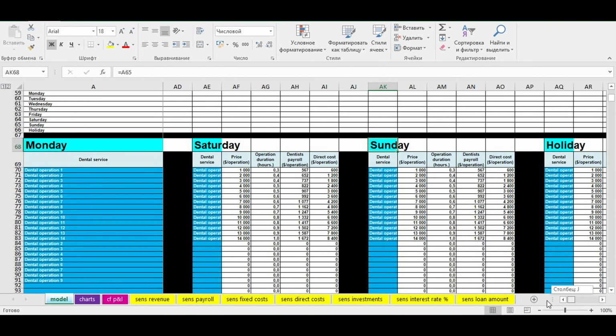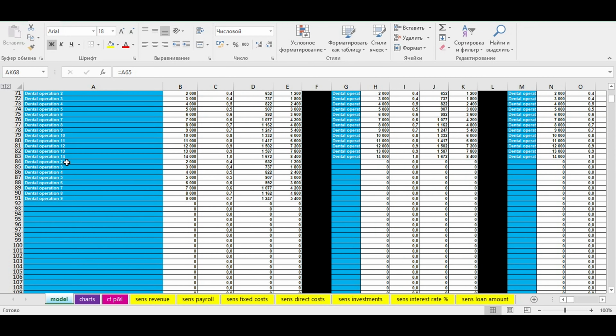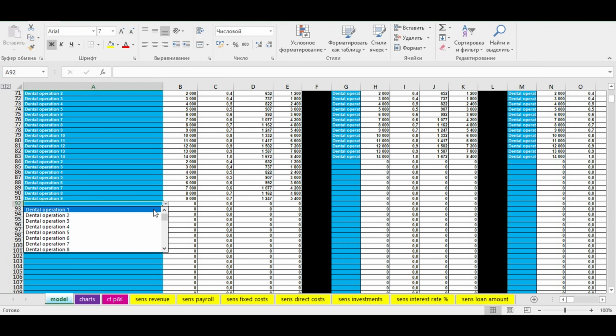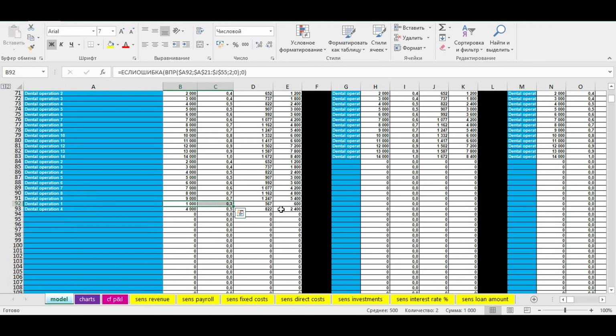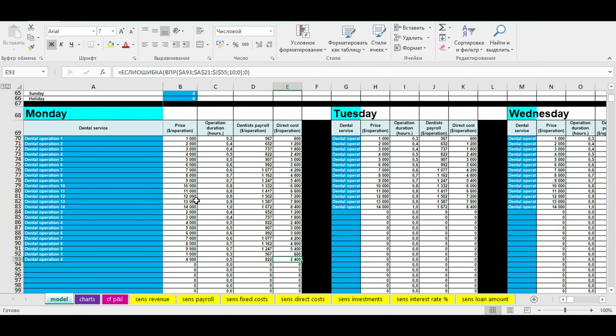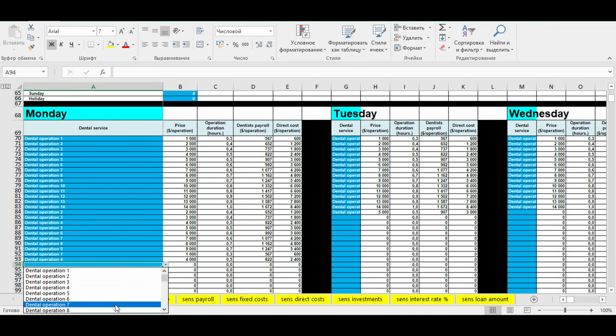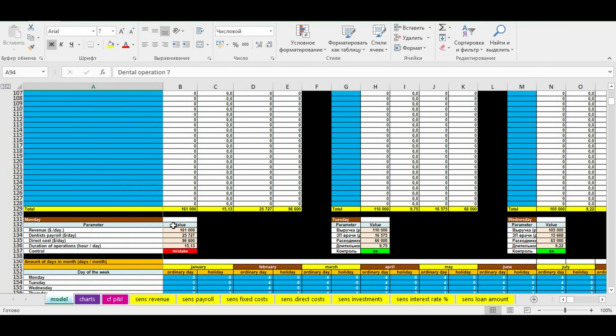For example, on Mondays you have less operations. On holidays you have no operations. On Thursdays you have more operations than average amount. So here you add operations and all other data required for further calculations appears automatically. At the end of each type of day you have totals for daily revenue, dentist payroll, direct costs, total duration of operations nominated in hours, and control sign.